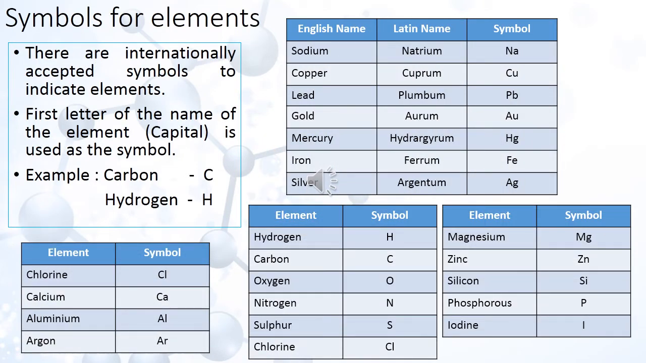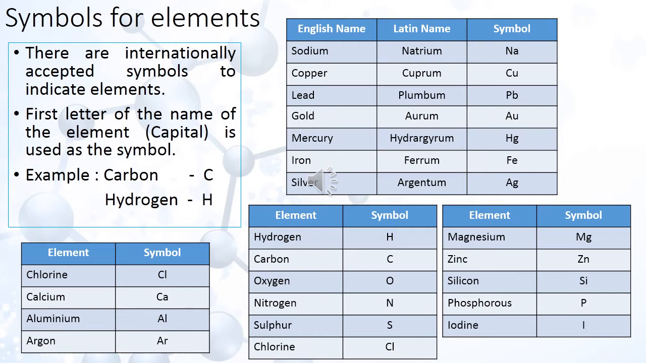Let's see how we are naming these elements, or how we are giving a symbol for these elements. There are internationally accepted symbols to indicate elements. When we are writing a name of an element, always the first letter should be a capital letter. When you are writing the symbol, also the same. First letter should be a capital letter.